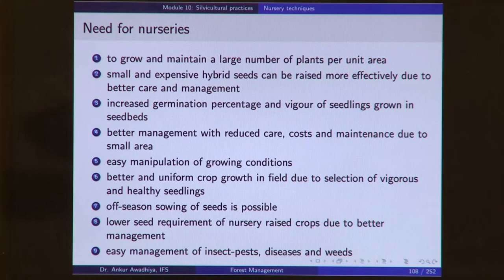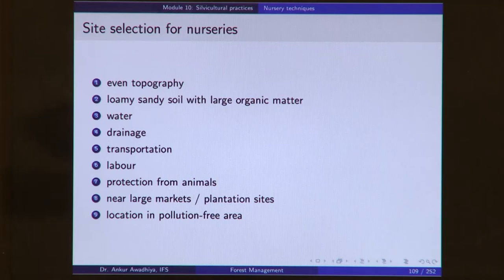So, we can see that nurseries have a very important role to play in the silvicultural operations. Now, the next question is, where do you plan a nursery? What are the locations where your nursery should be located? So, there are certain siting factors that help us to select the location for setting up a nursery.